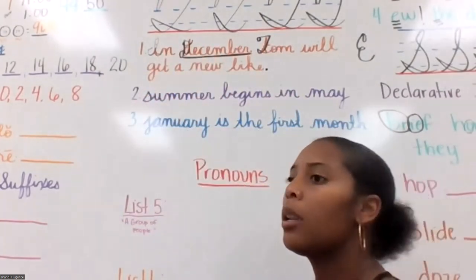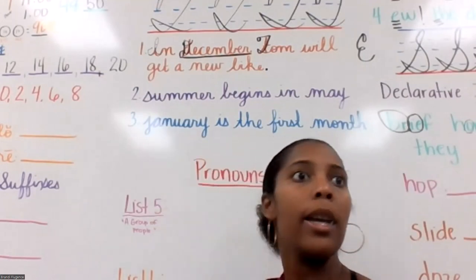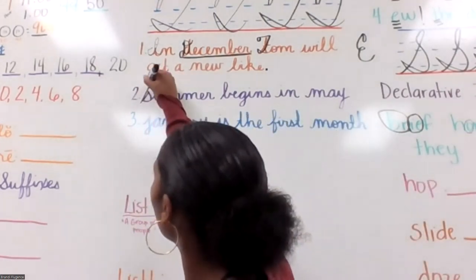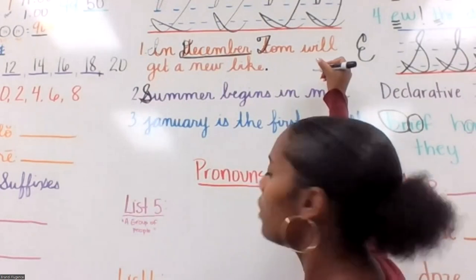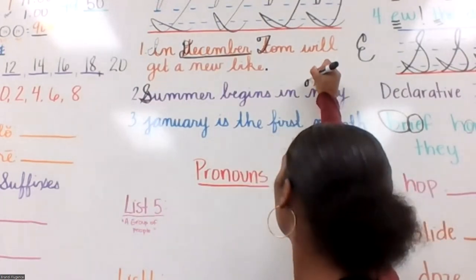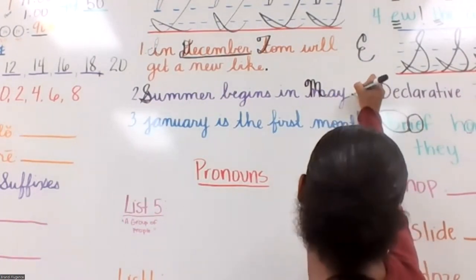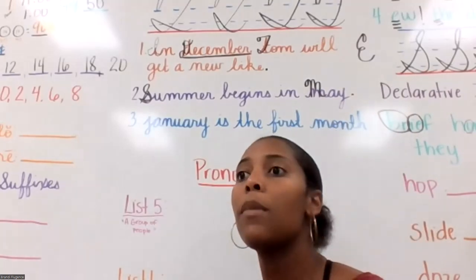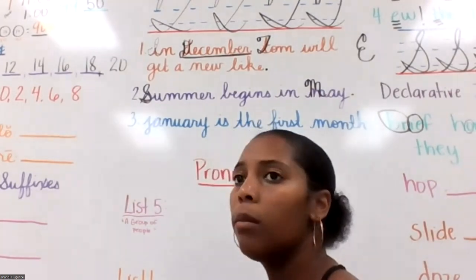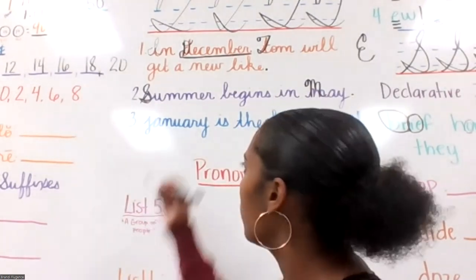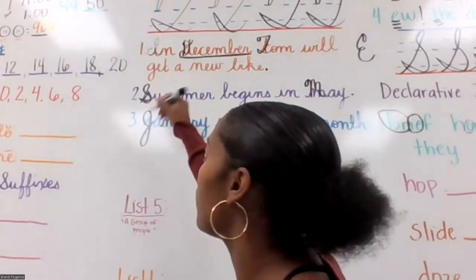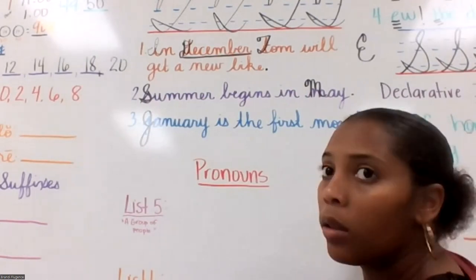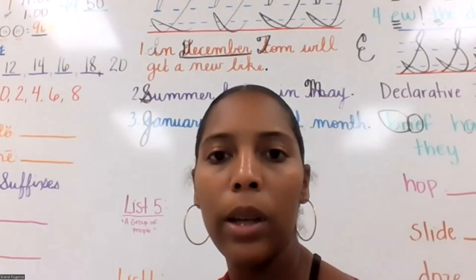Number two, summer begins in May. Cairo, how would I write this in the correct way? Capitalize the first letter, S in summer. May is our month, the M in May. Look, the sounds are up here, so you shouldn't get it wrong. Okay, number three, January is the first month. How do I write this one correctly? First letter J, not only because it is the first letter, but because this is also a month. How do I finish it? Period. Good.